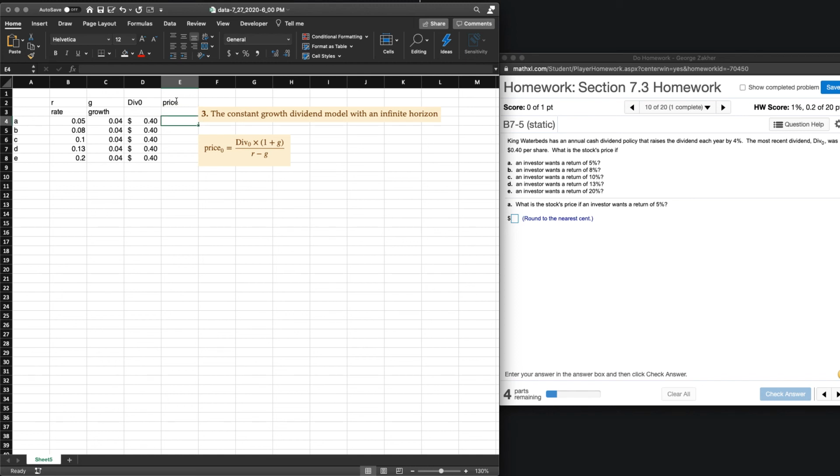So let's do the math here. What are we going to be doing? We have our dividend zero multiplied by 1 plus G, our growth rate, and we're going to divide that all by our rate minus growth. Then we can bring that down, and there we have our prices. So we can plug those numbers in, and we should be good to go.